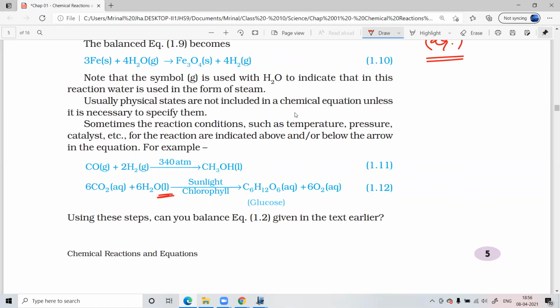Sir, what is this 340 ATM? You can go to an ATM and take out 340 rupees. So there is no ATM nearby, sir. This is online ATM. Okay, so in reality, this ATM means atmospheric pressure. 340 atmospheric pressure.